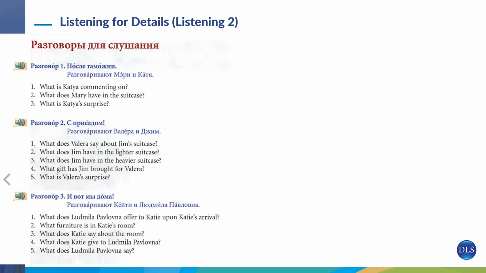For listening for details, we really don't need to have any adaptations here because the book already has some great detailed comprehension questions. So if we do a pre-listening and a gist listening before that, then the student should be really well prepared for these detailed comprehension questions.